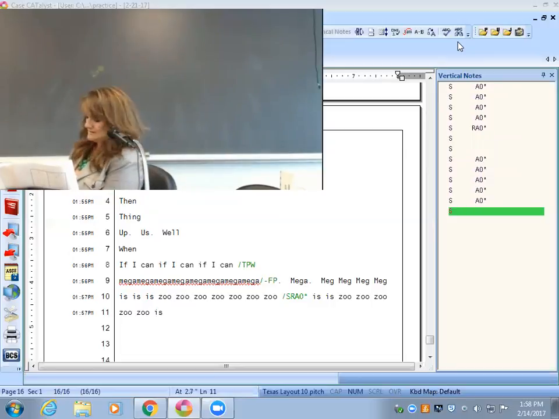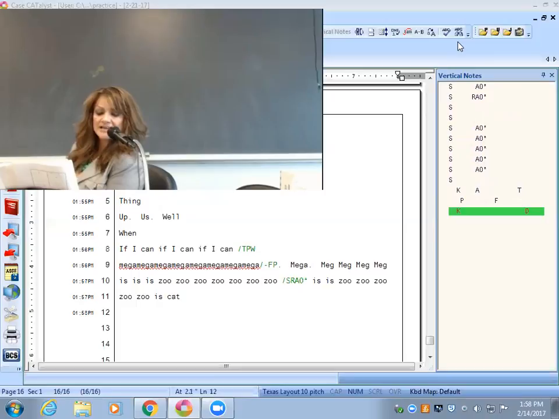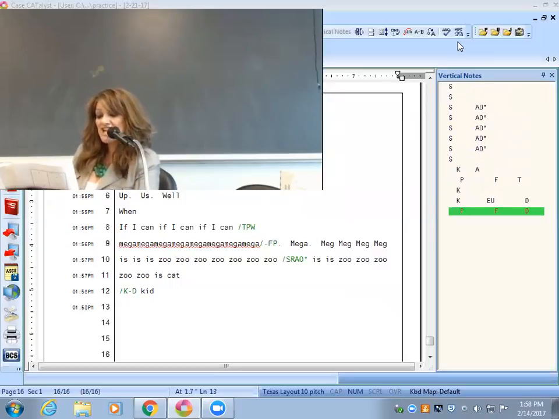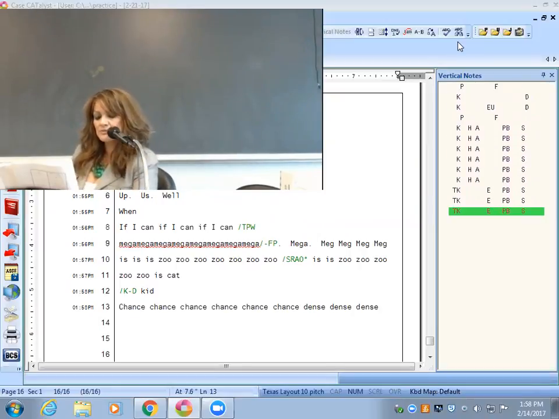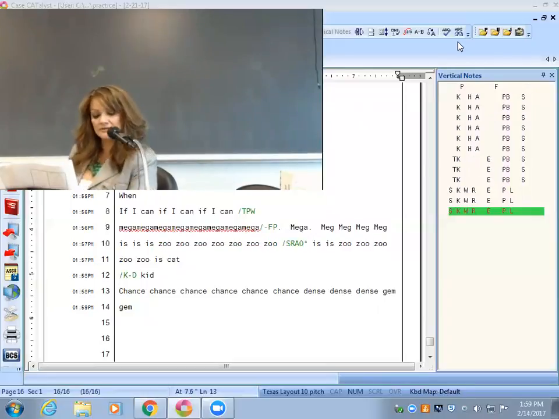So we have cat, K-A-T, kid, K-I-D. Then you have chance, K-H-A-N-S, chance, dense, D-E-N-S. The next group of examples shows how the same spelling can have different pronunciations. These words are written according to sound. So we have the word gem. Gem is spelled with the G, but it's the J sound. So you're going to write J-E-M, and it'll give you the correct spelling in English. Gem. We have get out.